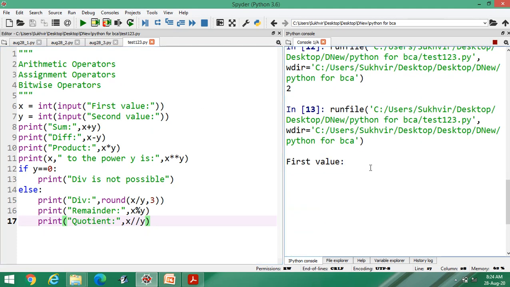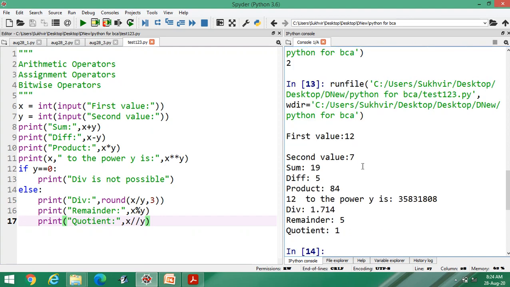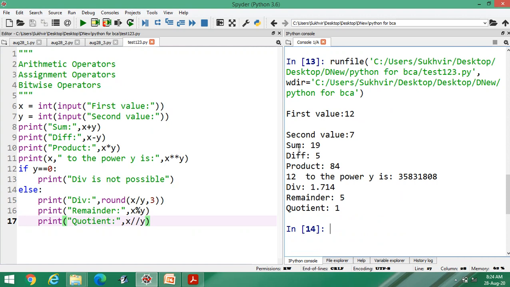First value, suppose I write 12 here, and second value as 7 here. Look at the output. Sum is equal to 19, difference is equal to 5, product is equal to 84, and 12 raised to power y. Okay. We have to change here. We have to change, write the variable here. Okay, we will do this. 12 divided by 7, 1.714. Then remainder, 12 when divided by 7, it gives us the remainder as 5, and quotient as 1.